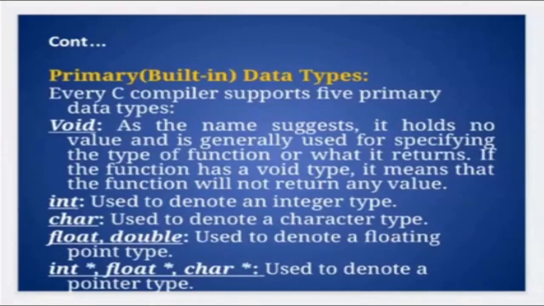Every C compiler supports primary data types: void, integer, character, float, double and pointers. Void, as the name suggests, holds no value and is generally used for specifying the type of a function, or what it returns. If the function has a void type, it means that the function will not return any value. Integer, int, is used to denote integer type data. Character, char, is used to denote character type data. Float and double are used to denote floating point type data, and int, float, char with an asterisk symbol is used to denote a pointer type of data.